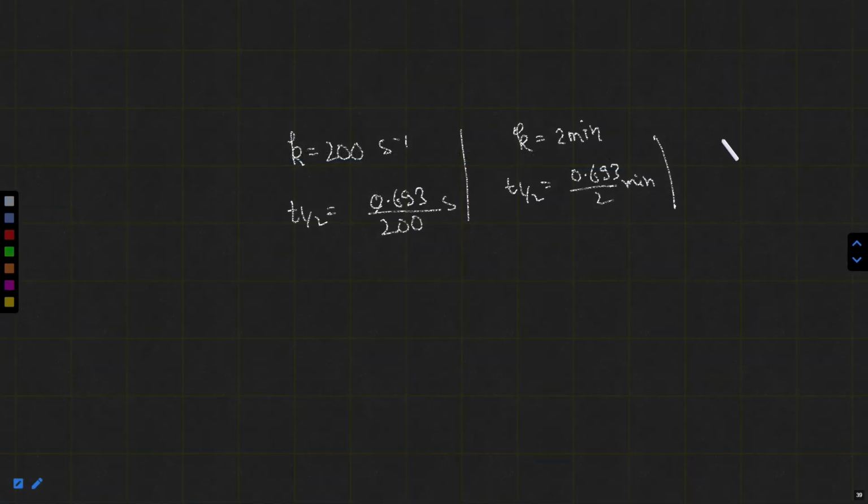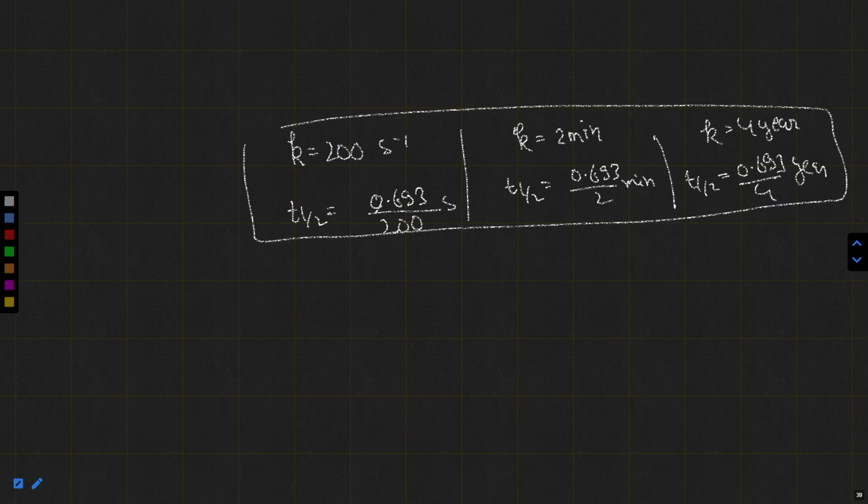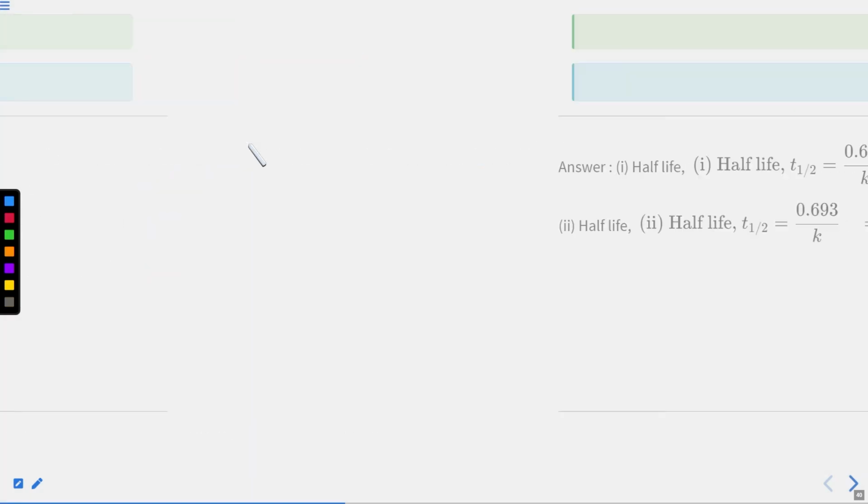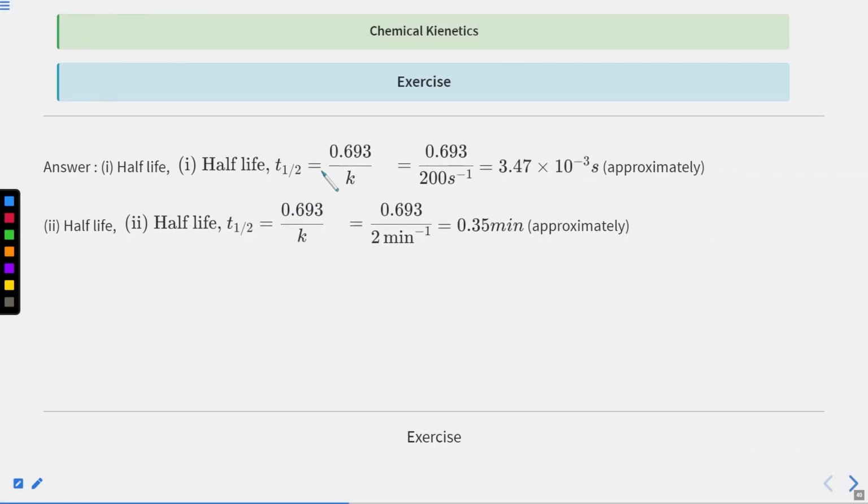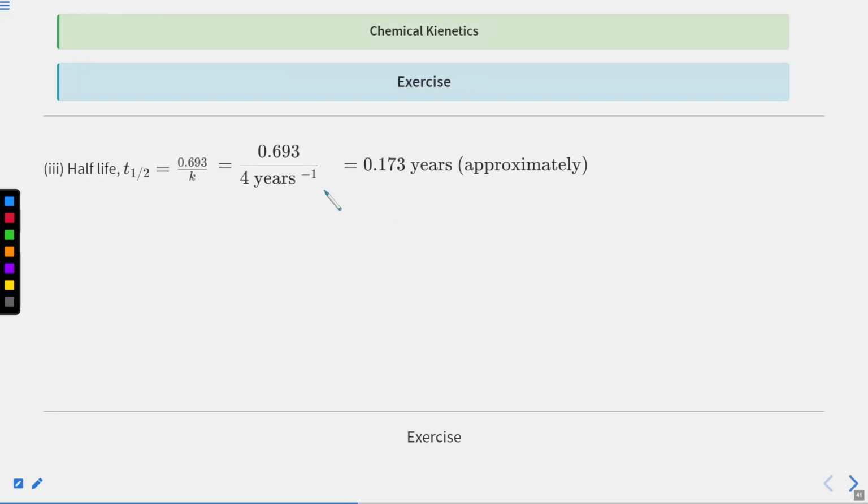And at last we have 4 per year. So K is given as 4 per year. Therefore T half will be equal to 0.693 by 4 years. So you will solve all of this and get the value of T half for 3 different K. Let us see the solution. So basically it is 200, so that would give us 3.47 times 10 to the power minus 3 approximately. For minutes it will be 0.35 minutes, and for years it is 0.173 minutes approximately.